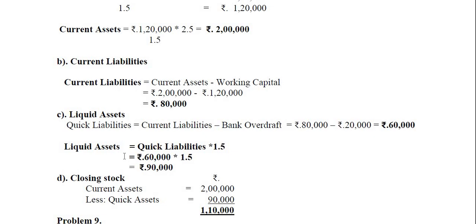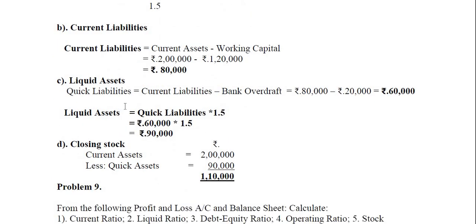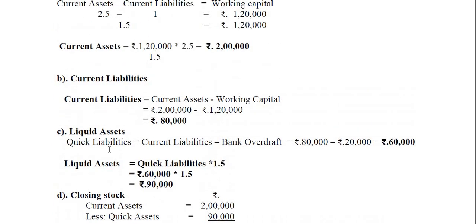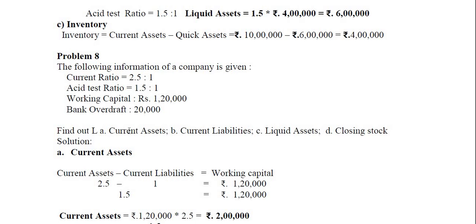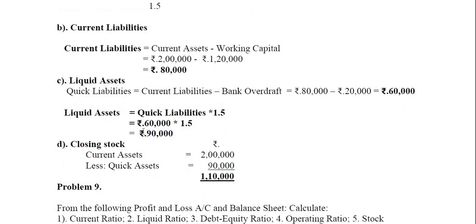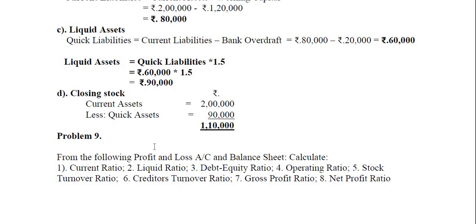So with the help of that, you can calculate liquid assets. Liquid assets is equal to quick liabilities into 1.5. So it is given, quick ratio 1.5 is given. So quick liabilities into 1.5, you will get quick assets. So that is equal to 90,000. Closing stock. Closing stock is current assets minus quick assets. You will get closing stock or inventory.